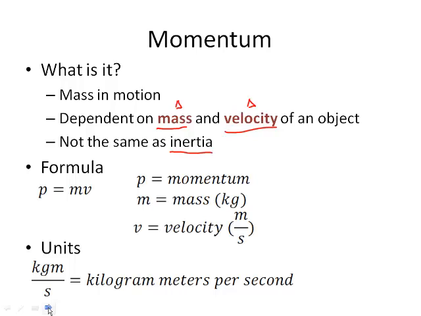That's important to remember. The equation is p equals mv. p equals momentum, measured in kilogram meters per second, made up of the mass in kilograms multiplied by the velocity in meters per second. Everything on that page, important to remember.